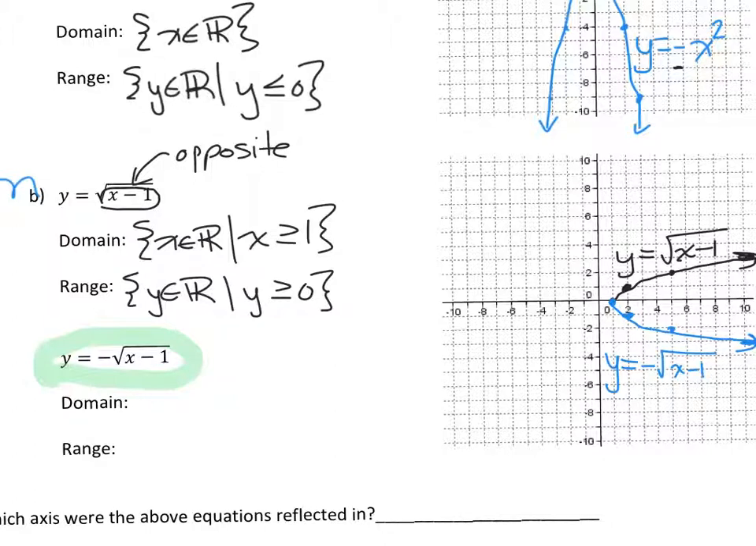Note that our domain doesn't change because x still has to be greater than or equal to 1, but our range does now change because now our y values are all below the x-axis, so y now has to be less than or equal to 0.